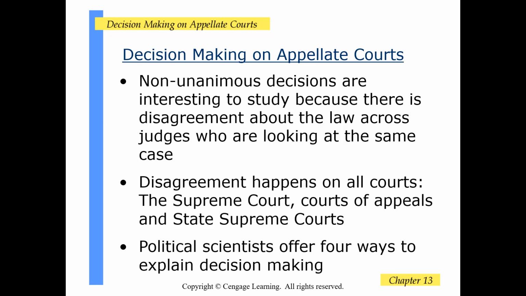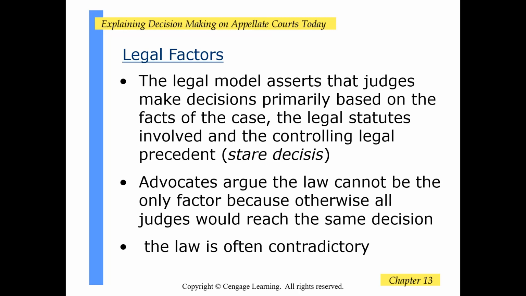Political scientists offer 4 ways to explain such decision-making process. First, legal factors. The legal model asserts that judges make decisions primarily based on the facts of the case, the legal statutes involved, and the controlling legal precedent, such as stare decisis. Advocates argue that law cannot be the only factor because otherwise all judges would reach the same decision. The law is often contradictory.